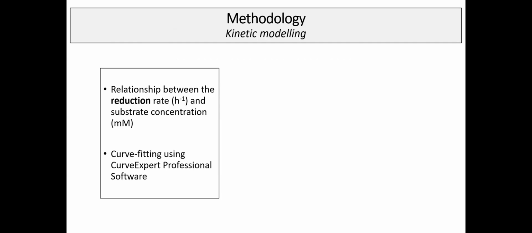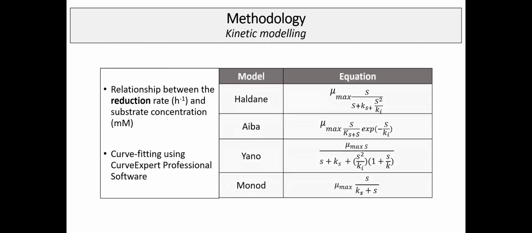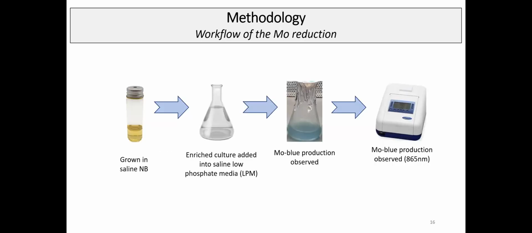For the kinetics, I have selected 4 different models to study the relationship between the reduction rate and the substrate concentration, which is the molybdate concentration. The curve fitting is done using the CurveExpert Professional software. The workflow is rather simple: we grow the bacteria in a specific medium called low phosphate medium, and the molybdenum blue production is observed with a spectrophotometer at a wavelength of 865 nanometer.